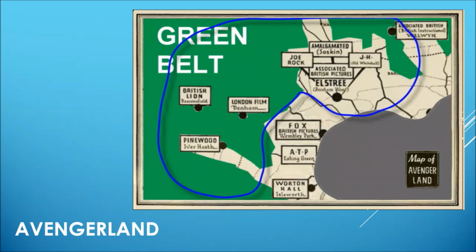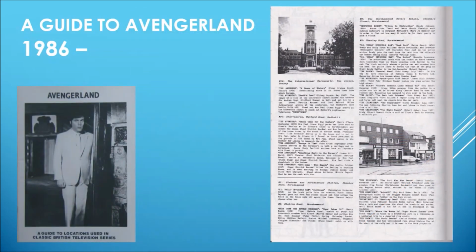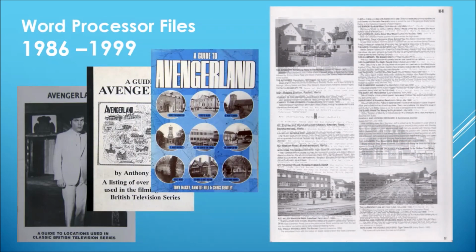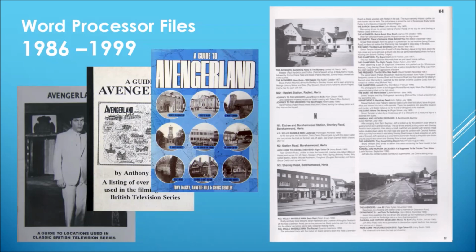A demand by film and television researchers, fans of the series and local historians for data on this area led to the birth of a guide to Avengerland. The published version of this guide started as a few photocopied sheets. As more research was done over the years, this grew into a pamphlet, then a booklet. All this data was stored as text across many word processor files.